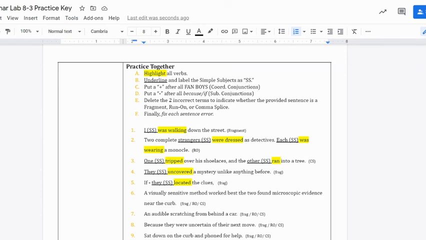6. If they located the clues, a visually sensitive method worked best. The two found microscopic evidence near the curb. No, that doesn't work. So if we do this, we might say we have to add something. And again, this is why it's great to work together. I'm not sure what to do. Maybe they could do something like this. They might be able to solve it.